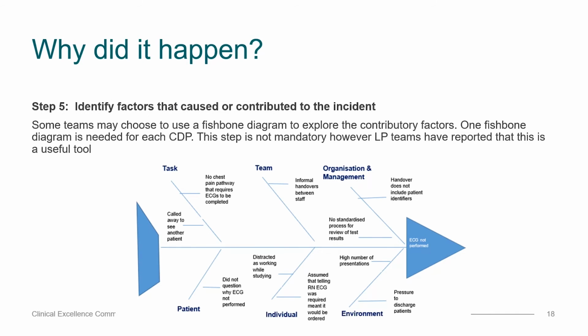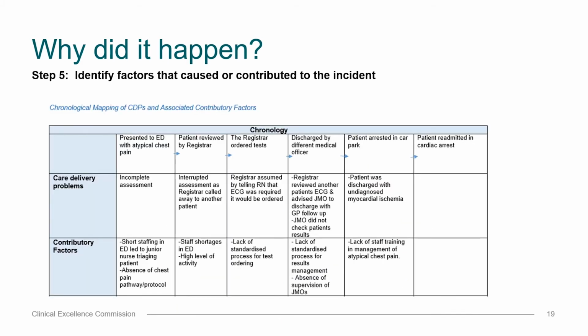Some teams may choose to present each care delivery problem in a fishbone diagram, with the care delivery problem stated within the fish head, and the labels on the fishbones are the contributory factor types with the contributory factors listed below. Identified factors are then listed under the relevant care delivery problem in the chronological mapping of care delivery problems and associated contributory factors table.